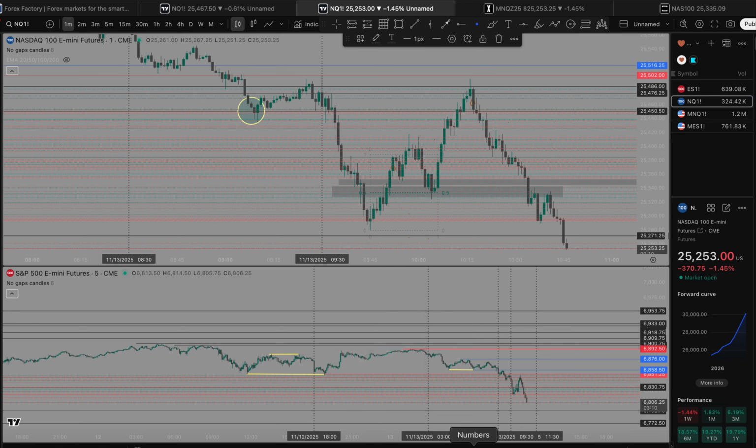13th, Thursday, 2025, trading futures. So I should find a more rhythmic way to start these, but I don't know. Again, I'm recording for myself really, so I can keep track of my progress through my trading journey.